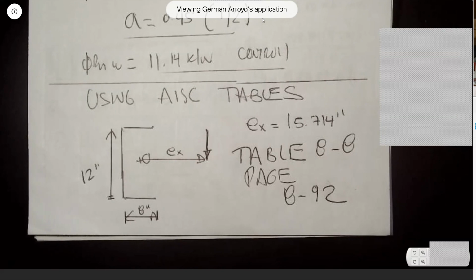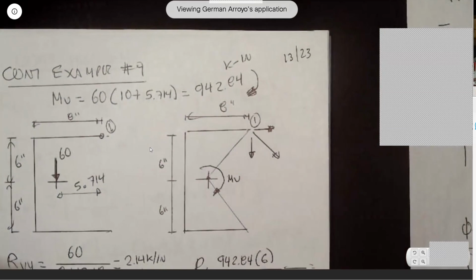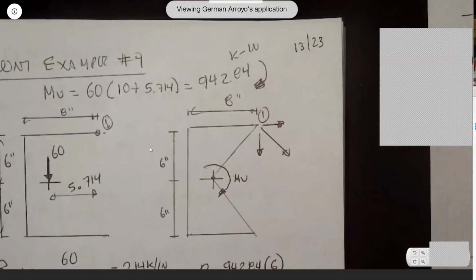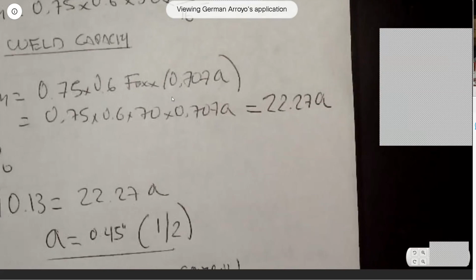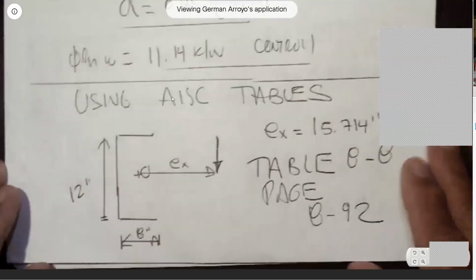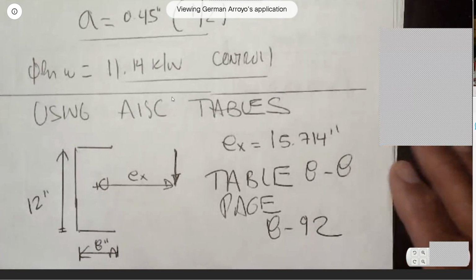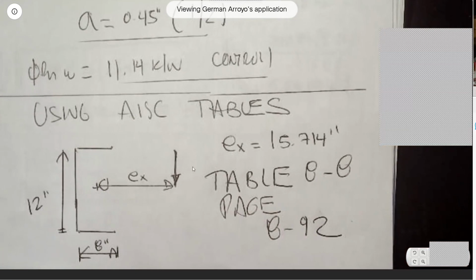So all that we need to know is the eccentricity, EX. And this EX, if you look, when I computed the moment, the eccentricity, 10 plus 5.714, is 15.714. This is my eccentricity. So we have to find the eccentricity. This value is 15.714.